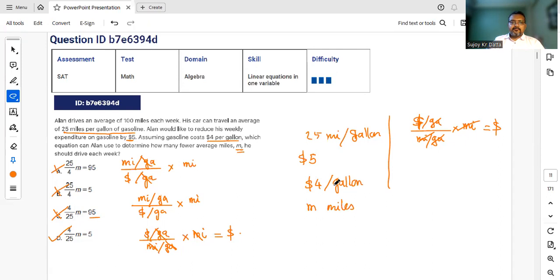So even if you are, let's say, not willing to read the entire thing and understand and then solve, which in this case is fine, you can always do it. But we can just use the concept of units and figure it out faster. Let's move on to the next one.